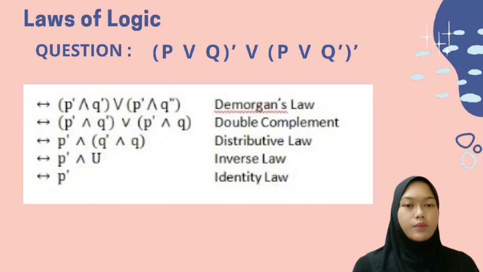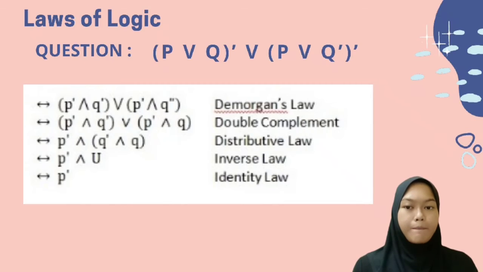The proposition P or Q, denoted by P ∨ Q, is the proposition that is false when both P and Q are false and true otherwise. P ∨ Q is called the disjunction of P and Q. Let's look at the question. We have (P ∨ Q)', the disjunction in brackets, P ∨ Q, prime.